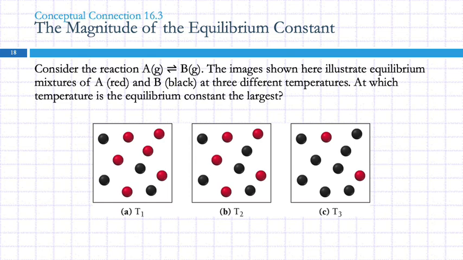Does a large K favor the products or the reactants? Favors the products. So which of these has the most black circles? It's C. Any questions about that? You see how that works? We do a lot of calculations with these things. We need to be able to do that. We also need to understand the concept.